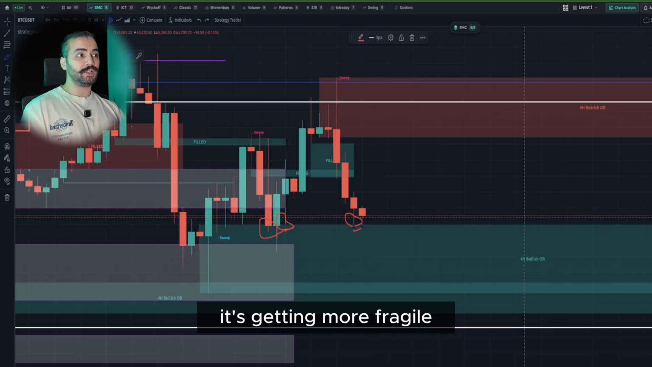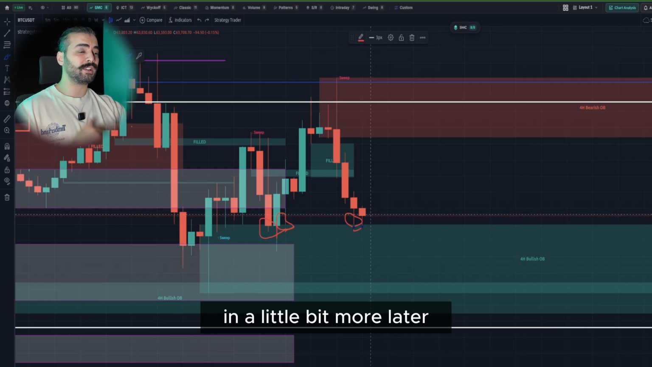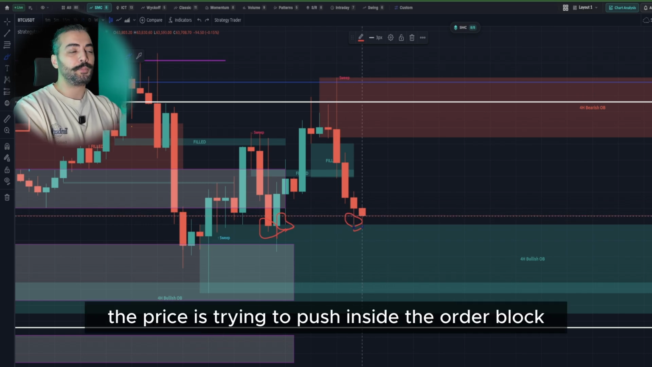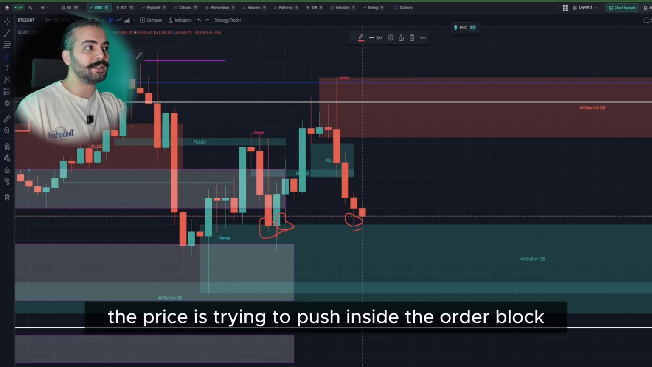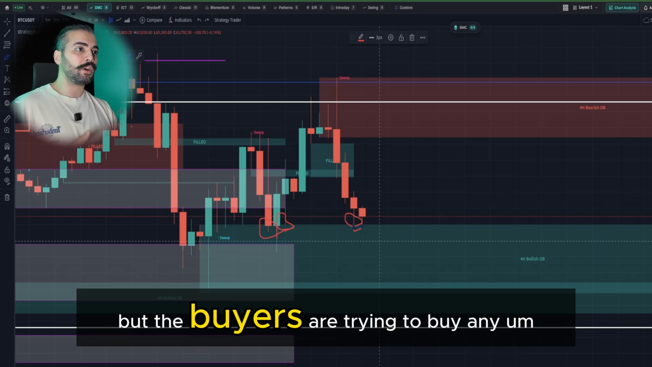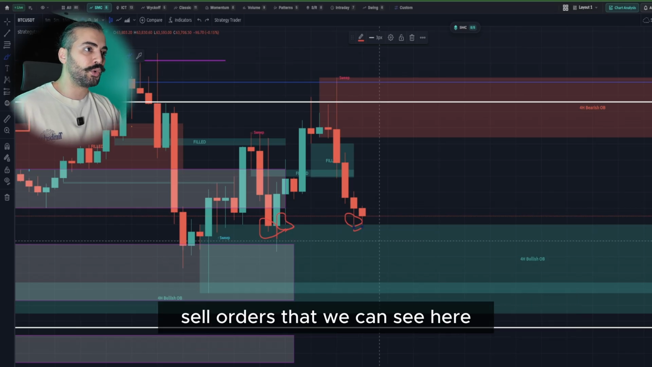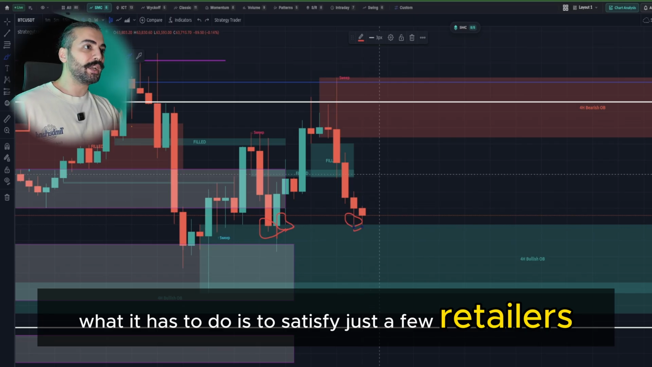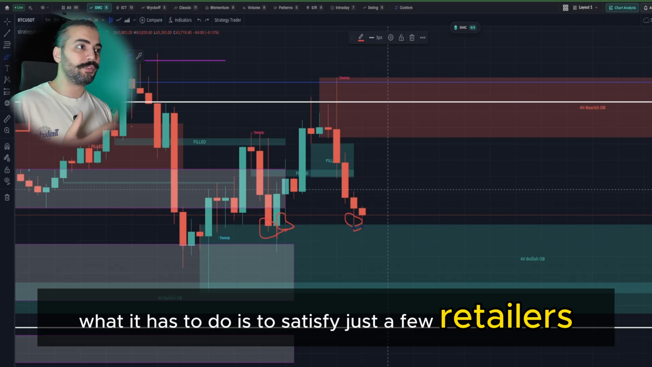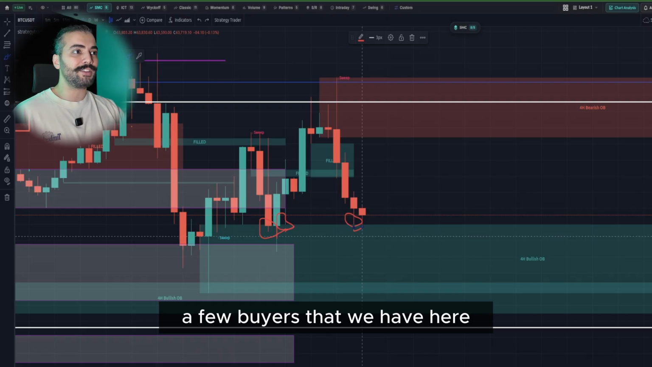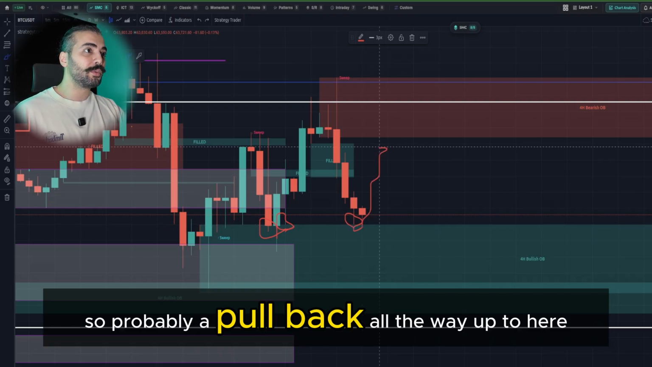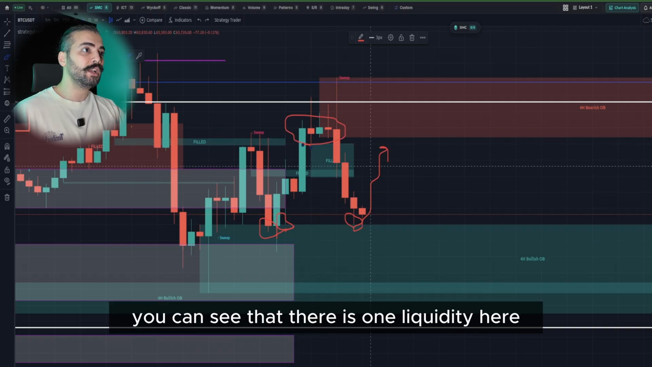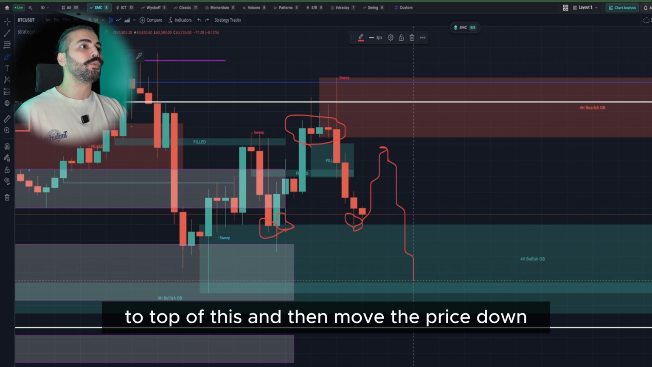It's getting more fragile. It's going to break a little bit more later, but not right away, okay? Right now, as you can see, the price is trying to push inside the order block, but the buyers are trying to buy any sell orders that we can see here. So the buyers are pushing the price up. What it has to do is satisfy just a few retailers, the few buyers that we have here. So probably a pullback all the way up to here, the top of this field. You can see that there is one liquidity here at the top of this, and then the price moves down.